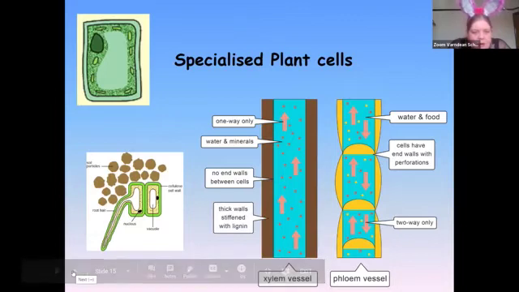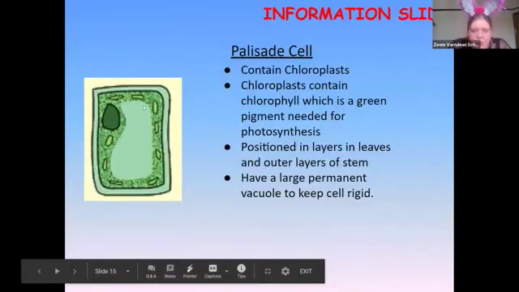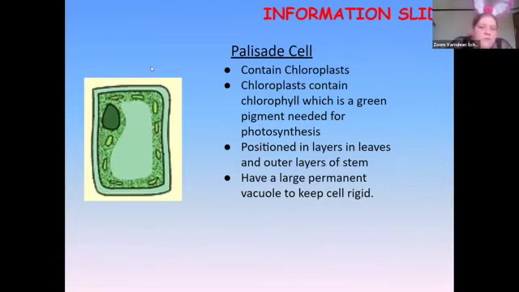Okay, so moving on to our first one, we have got the palisade cell. And I've been a bit nicer here, and I've put the information on the slide so you can read along as I chat through it. Now, these contain chloroplasts, which were in the starter, and you've already come across in plant cells. Chloroplasts are where photosynthesis happens, and as it says here, they contain chlorophyll, which is the green pigment needed for photosynthesis. Okay, they are normally found in layers on leaves and the outer layers of the stem.